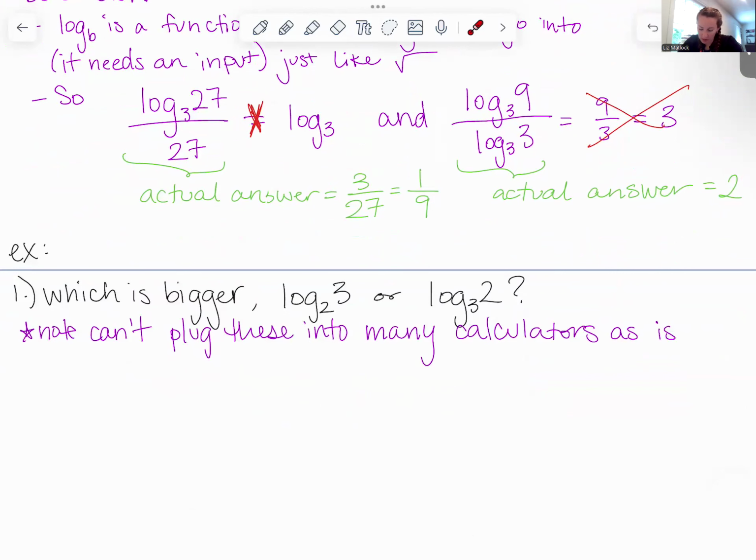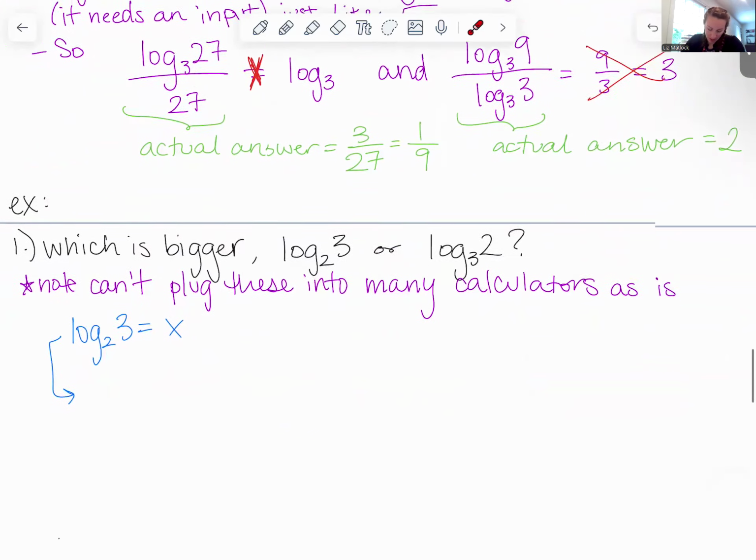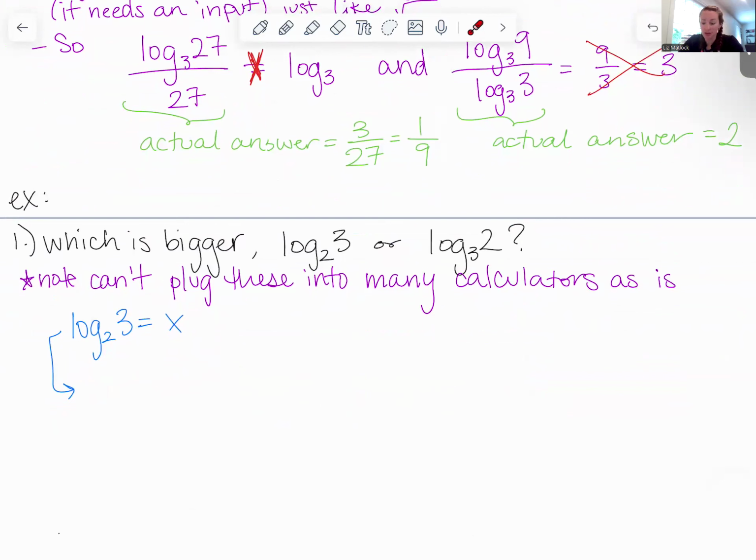All right, let's just go through a few examples now. Which is bigger, log base 2 of 3 or log base 3 of 2? And you have to be careful because most calculators, you can't plug these in because they only have log base 10 or log base e, which we'll talk about in a bit. But the way I do this is I rewrite each one of these as an exponential form.